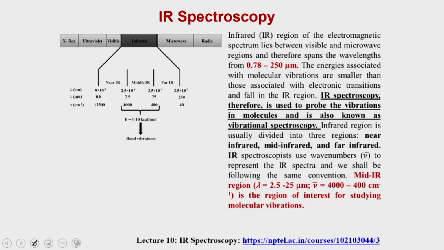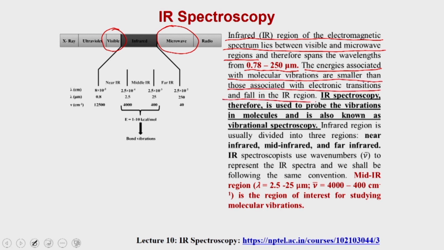IR spectroscopy lies within the region of electromagnetic radiation between the visible and the microwave regions, and the IR region spans from 0.78 to 250 micrometers. The energies associated with molecular vibrations are smaller than those associated with electronic transitions, and those fall into the IR region. That is why IR spectroscopy is also called vibrational spectroscopy.